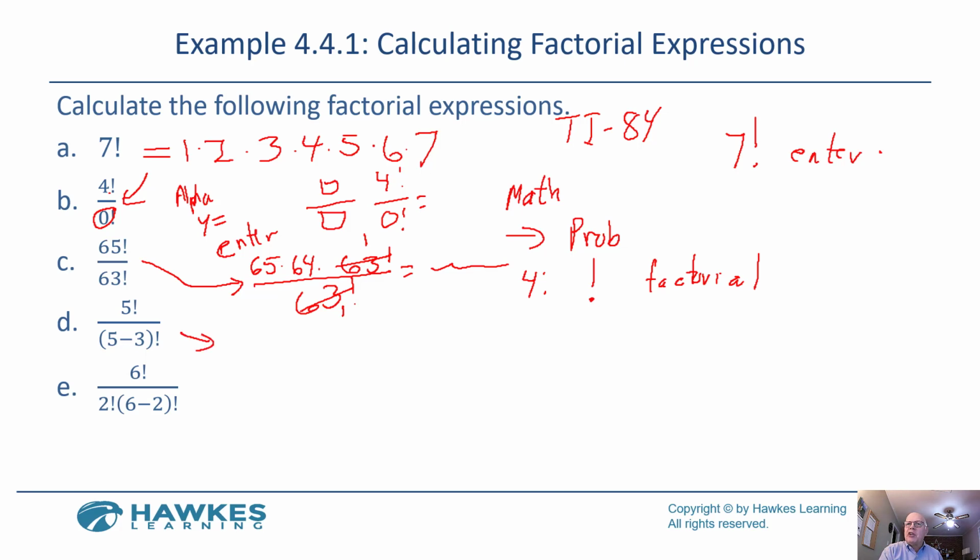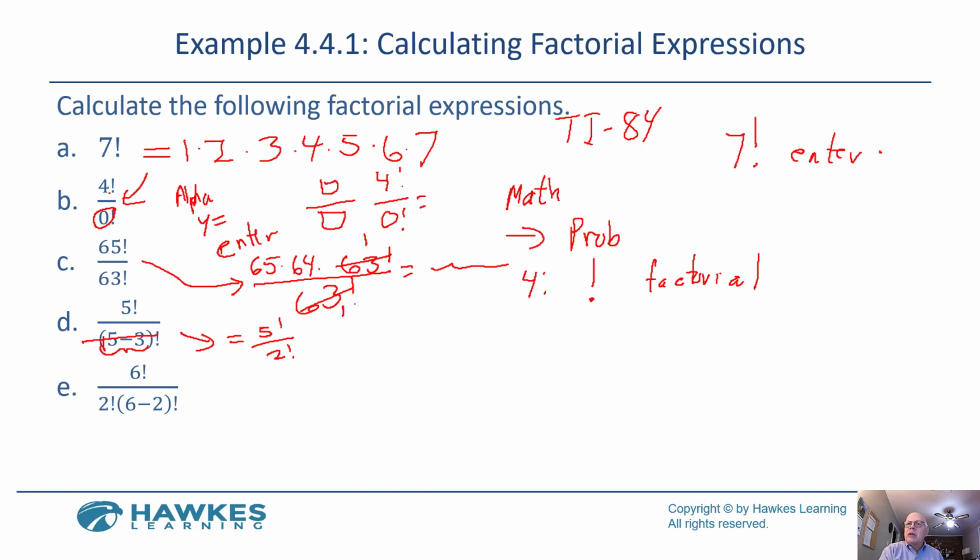This next one, what is that there for? Well, it's to remind you that you have to do what's inside the parentheses first. So what this amounts to is 5 factorial over 2 factorial. It has nothing to do with 5 factorial here or 3 factorial there. No. It's 2 factorial because you have to evaluate what's inside the parentheses first.